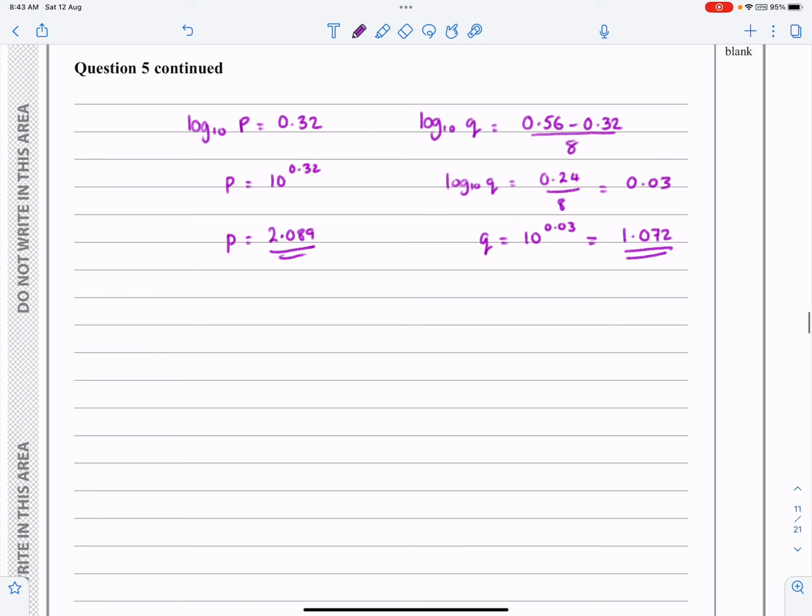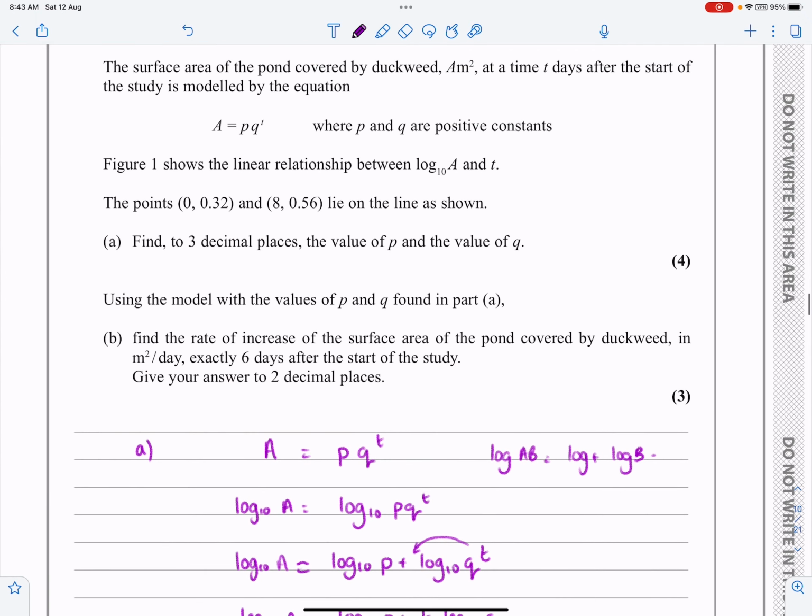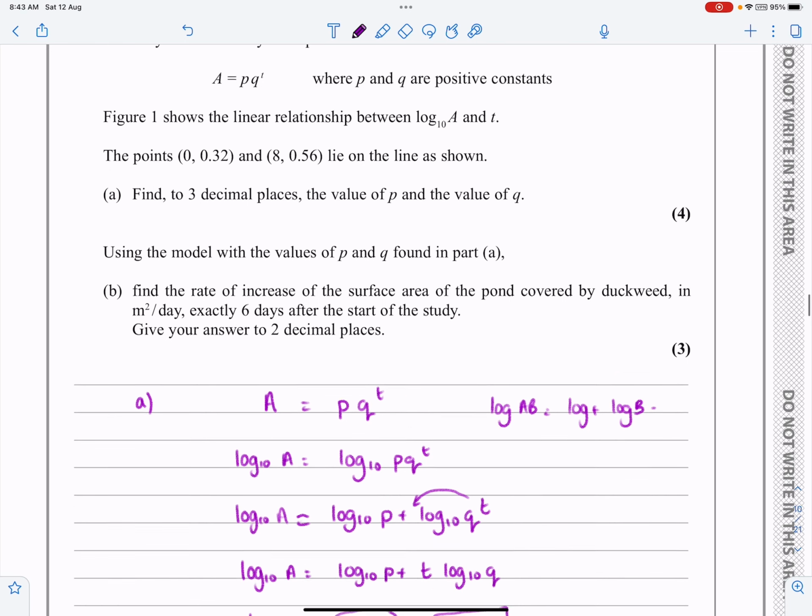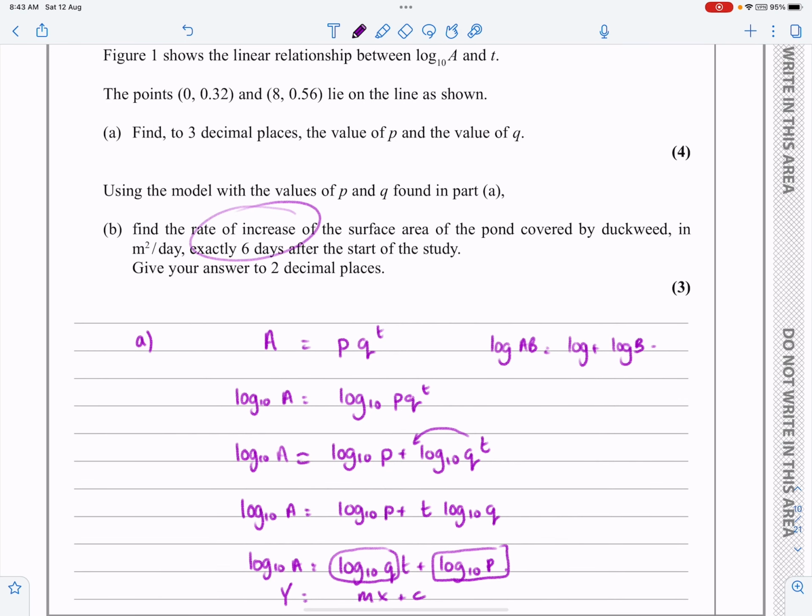If you look at some of my other videos on the channel, you'll see very similar questions to that one. Part B then says, find the rate of increase of the surface area. So the rate of increase is going to be dA by dt. So basically they're asking me to differentiate. And it says exactly 6 days after the study. So that's going to be when t equals 6.